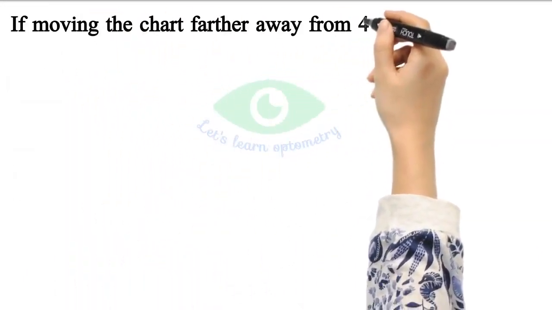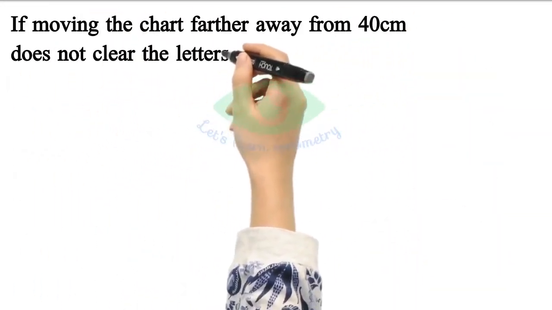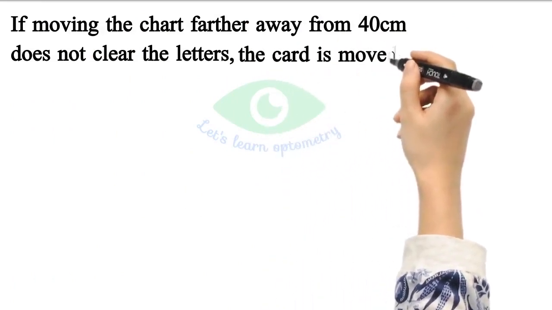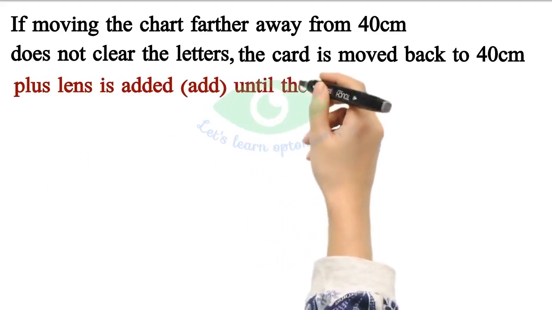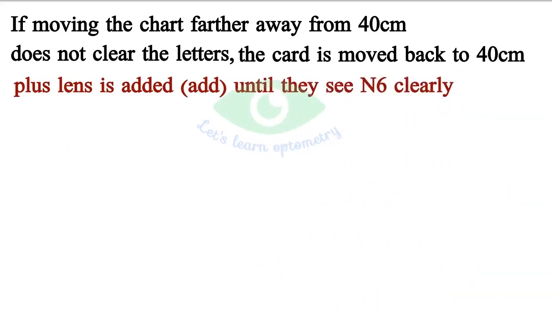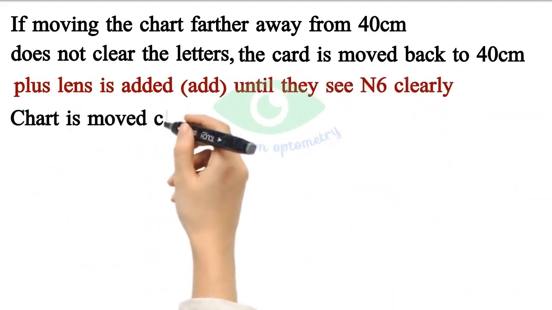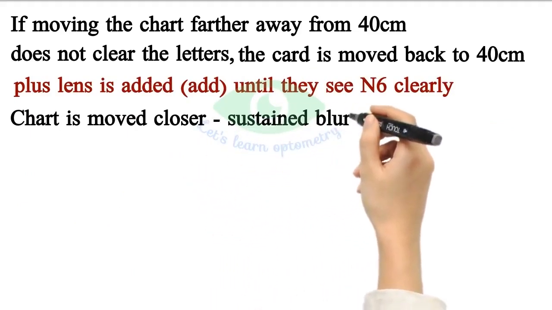If moving the chart farther away from 40 cm does not clear the letters, the card is moved back to 40 cm again. Now, plus lens is added until they see the N6 clearly. Then, the chart is moved closer to the patient till they report the first sustained blur.